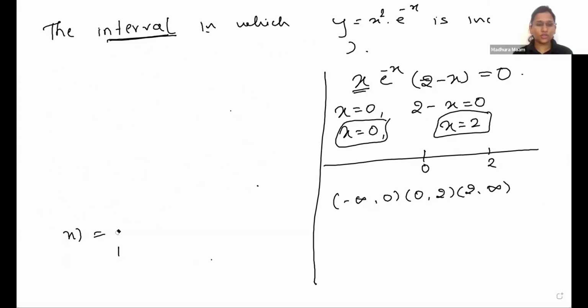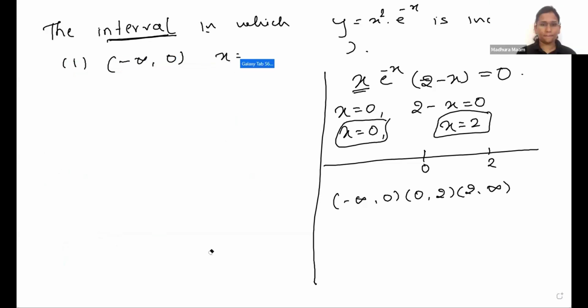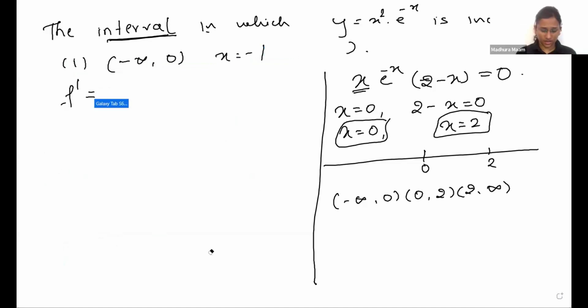Okay, yes, exponential is always positive. Remember that. So first case, minus infinity to 0. Take any x. Shall I take minus 1? Yes ma'am. If I take minus 1, f dash was x into e to the power minus x, 2 minus x. So x is minus 1.